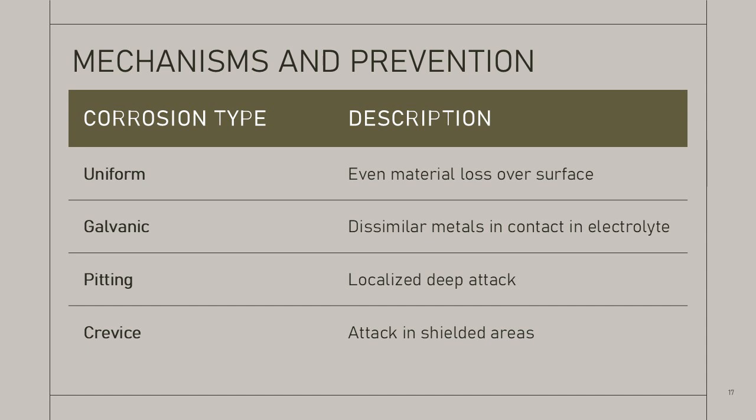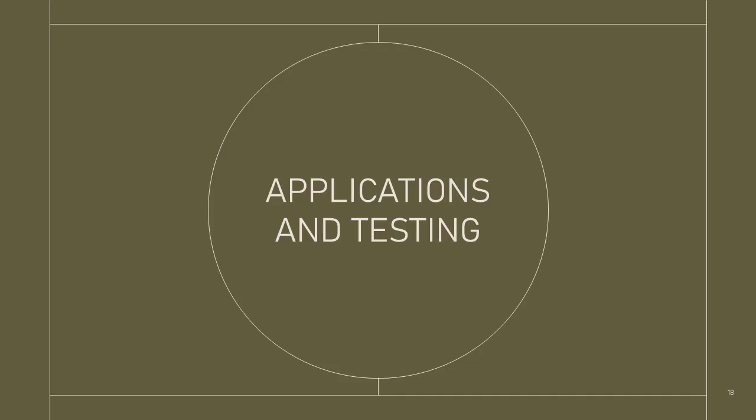Prevention strategies include selecting corrosion-resistant materials, applying protective coatings, using inhibitors, and designing to avoid crevices. Cathodic protection and sacrificial anodes are common in marine environments. Let's see how these properties influence material selection, testing methods, and standards.